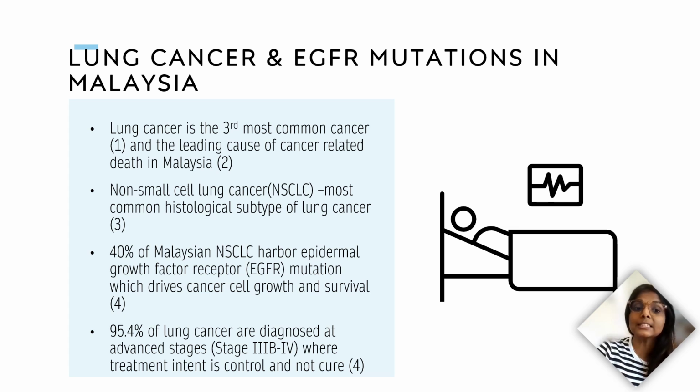On top of this, sadly, 95.4% of all lung cancer in Malaysia are diagnosed at late stages, which is stage 3B, where cancer is locally extensive but did not spread beyond the lungs, and stage 4, where cancer is metastatic and has spread beyond the lung structures. In these advanced stages, treatment intent is not curative but to control the disease only. This distinction is very important as curative intent usually focuses on different treatment strategies such as surgery and radiotherapy.